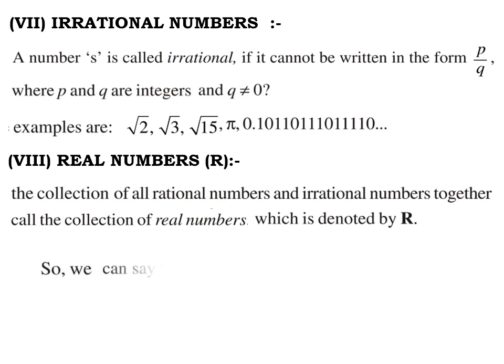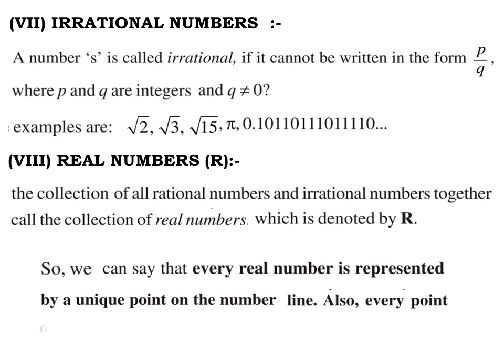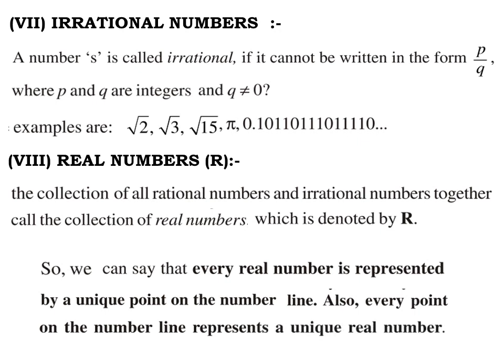Now, we can say that every real number is represented by a unique point on the number line. Also, every point on the number line represents a unique real number. We have learned about the number line in a previous video. So every real number is represented by a unique point on a number line, and every point on the number line is represented by a unique real number.